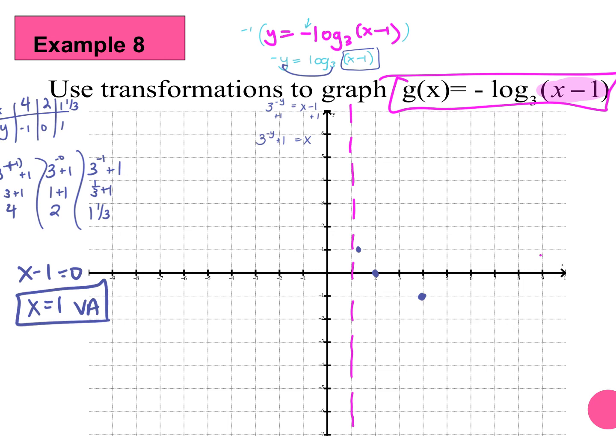How did you know that? You just said whatever's inside the parentheses, you set it equal to 0. Then it would just be x equals 1.